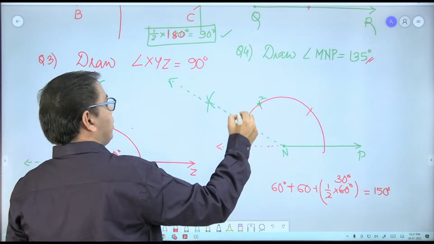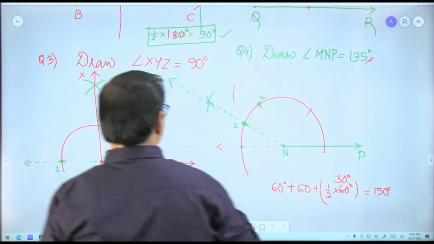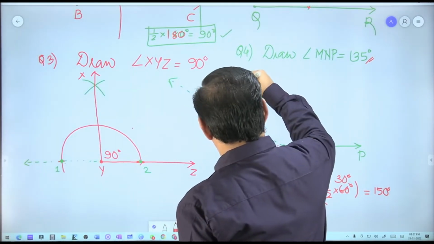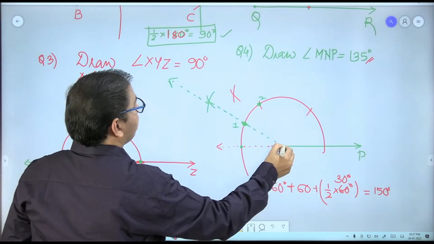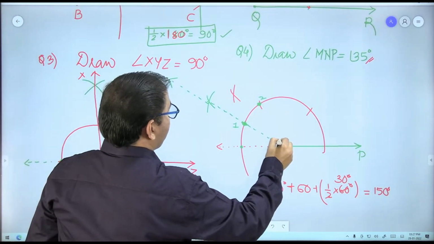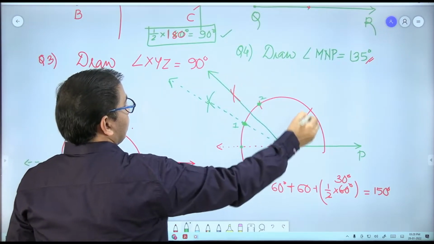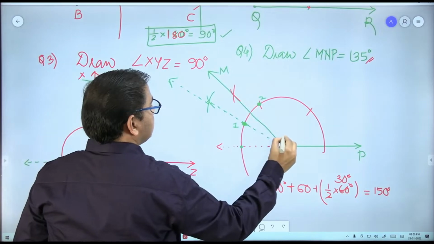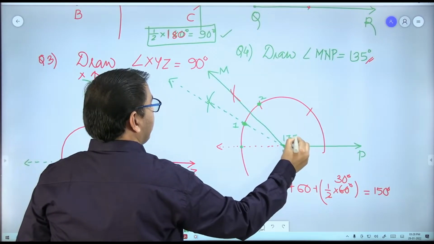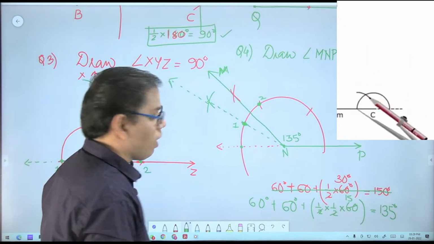On your compass, from point 1 you will draw one arc, and from point 2 you will cut this arc, and this will be a straight line. This will be your required line. When you draw this line, what is the name? M and P. This is M and this is 135 degree. Are you getting it? For 135 degree you have to draw a bisector twice.